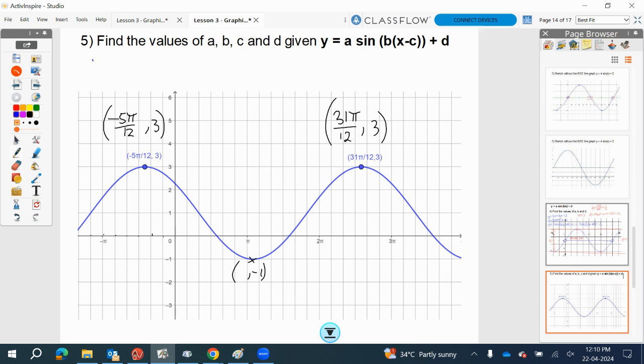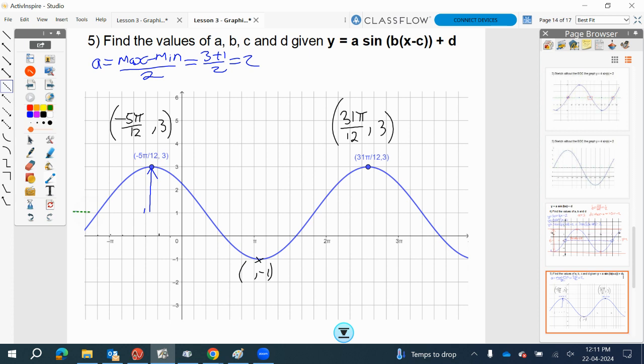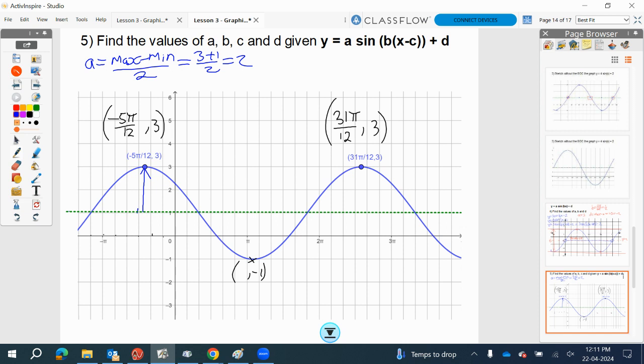So what is the value of A? A equals the maximum minus the minimum divided by 2. So A is equal to 3 plus 1 over 2 equals 2. You can see it in the graph graphically. You can see here, this is the value of A. We can see the principal axis quite easily. You can see the principal axis here in the graph. This is the line y equals 1. So we can see that D equals 1.